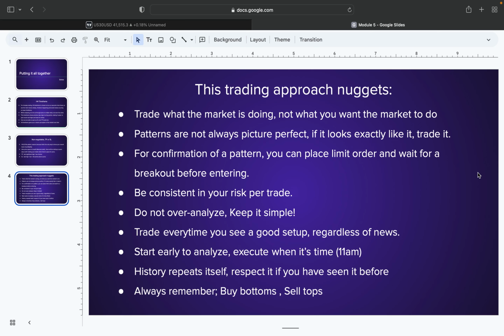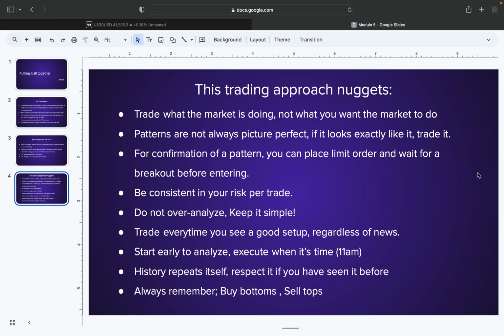You can trade any day you see a good setup, as long as you have a 100% confirmation entry. You're not saying, I'm not trading on Monday, I'm not trading on Tuesday. Any day you have a good setup, execute, regardless of news. In this trading approach, we don't even look at the news because we are purely technical, and most of the time the fundamental is in line with the technical, as long as your analysis is good.